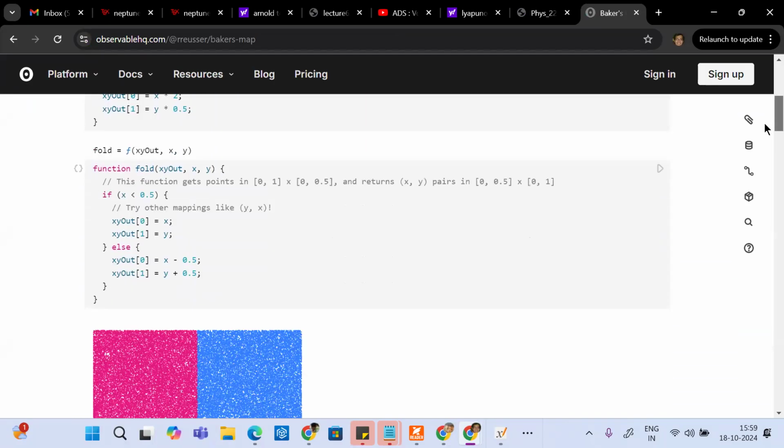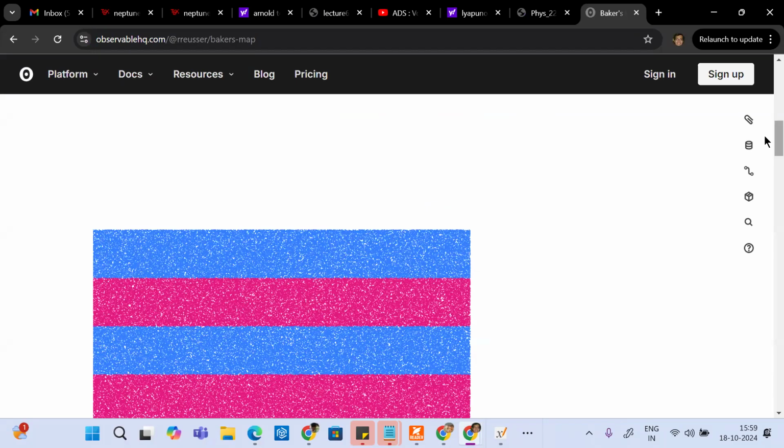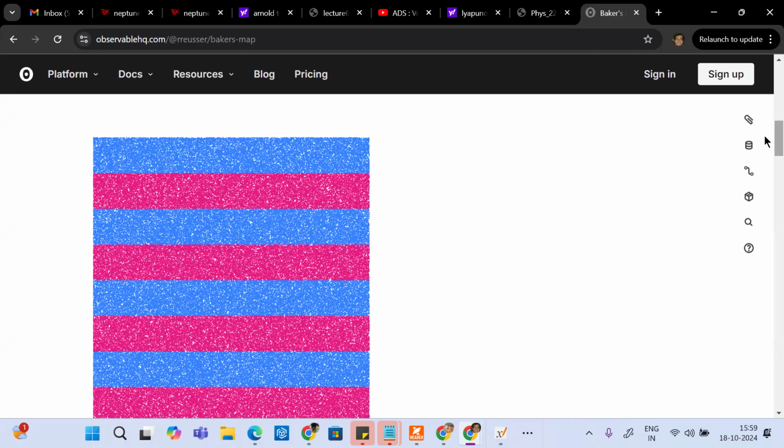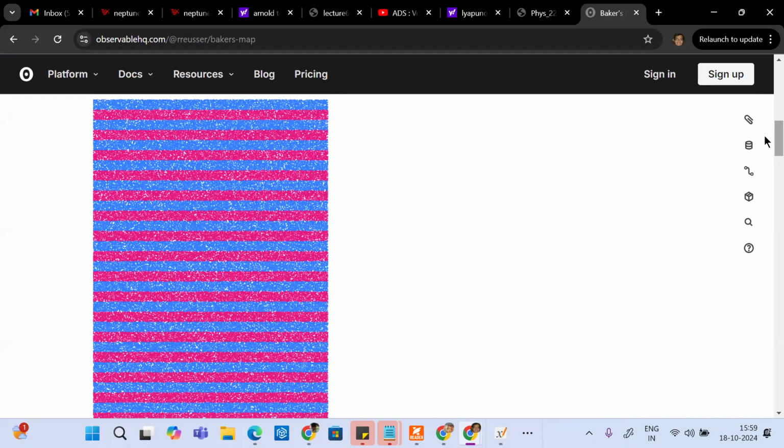So Baker's map, this is a nice website where it shows this actual structure in place. Like you can see what is happening here. Okay. So it reminds me of bubble gum, isn't it? Bubble gum was of this color.